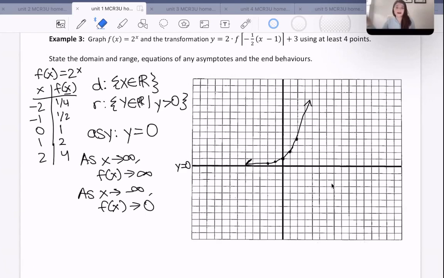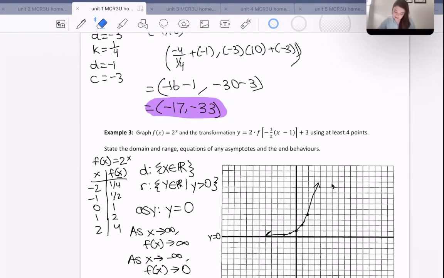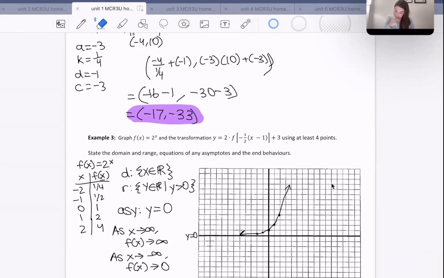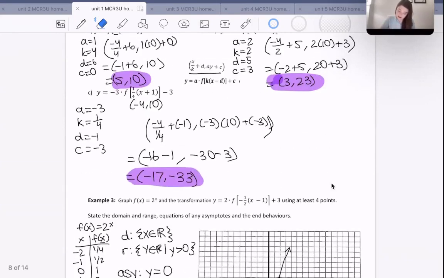So all that work, I know, and we still have the transformed version of the function to do as well. So let's do that. What are the transformations here? Well, instead of listing the transformations, since it doesn't actually ask us to do that, I'm just going to write down what a, k, d, and c are. So a is equal to 2, k is equal to negative a half, d is equal to 1, and c is equal to 3.